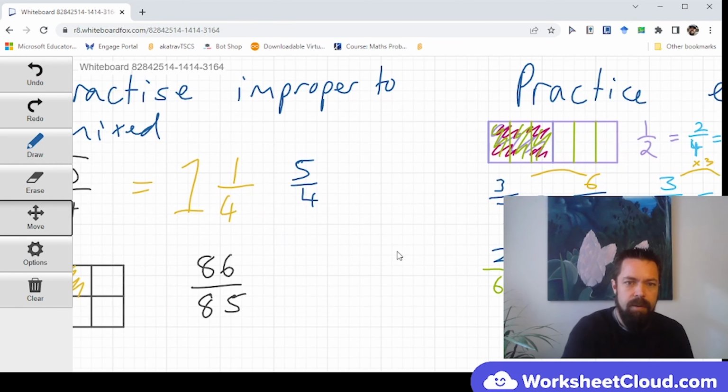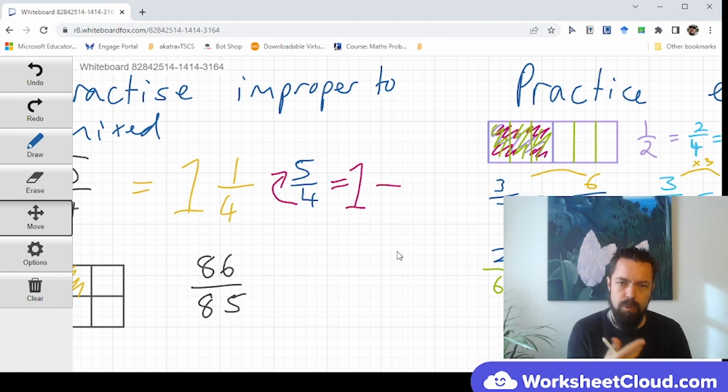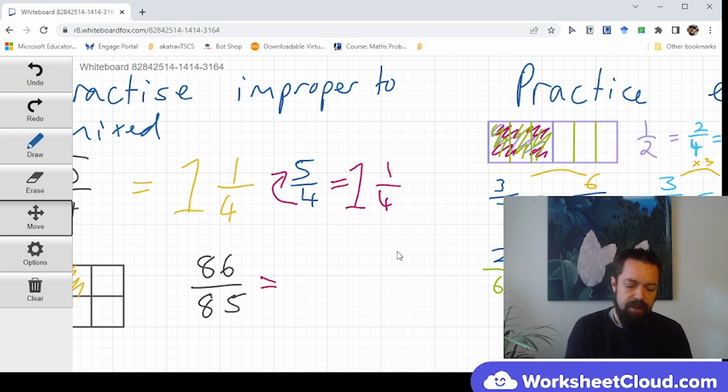Shift you a little bit across. And we ask ourselves, how many times does 4 fit into 5? Well, if I do my 4 times table as many times until I can't fit more, 4, 8. 8's too big, so I can only go with 1. So that's my whole number. How many do I have left over? Well, I had 5. I've used 4, so I've got 1 left over. And there's my fraction. So using the same logic, 85 goes into 86 once, with 1 left over, and the denominator remains unchanged.